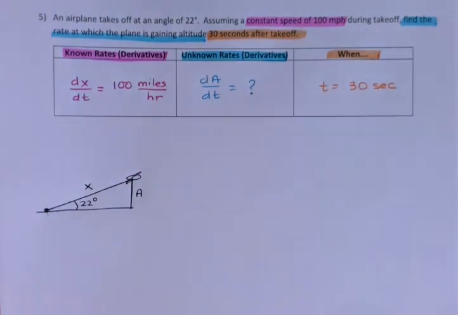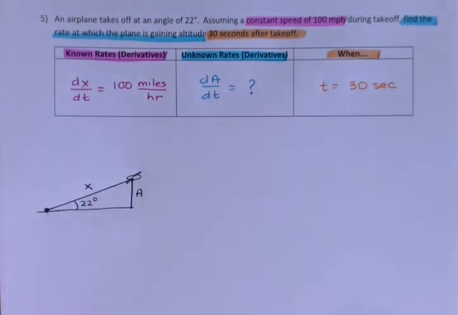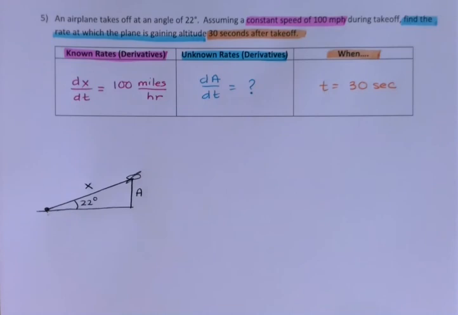Now, I do have to be a little bit careful here. I'll deal with it when I need to, but notice that I've got some units issues. This was miles per hour, and this is in seconds. So I'm going to go ahead and start with this, but when I start plugging information in, I'll keep that in mind.